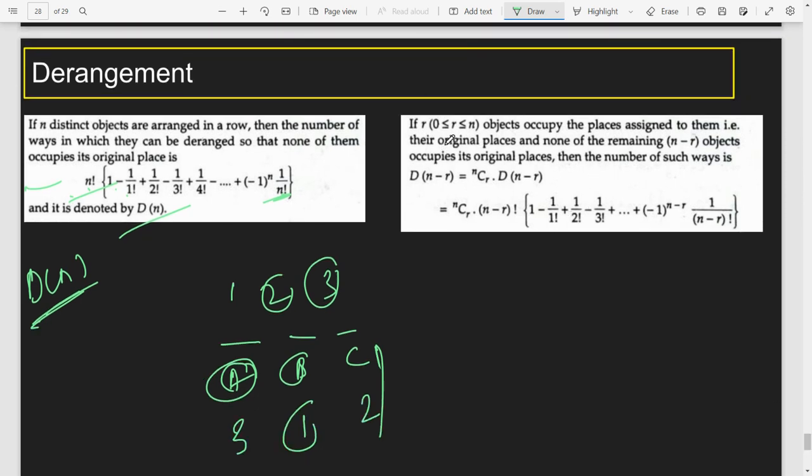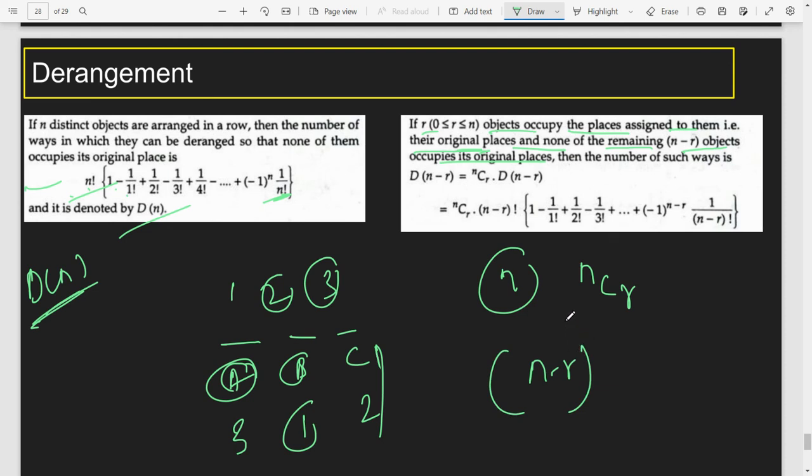Let's say out of n objects, r objects occupy the places assigned to them, their original places, and none of the remaining n minus r objects occupies its original place. It is saying the total number of objects is n, and r of them are actually occupying their original places. And n minus r should be de-arranged. Means n minus r items should be arranged so that none of them occupies their original places.